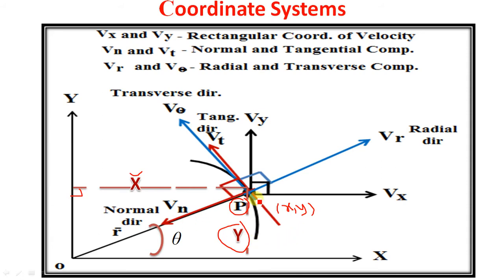If we use this coordinate system in three dimensions, there is another coordinate, that is the z coordinate. In order to define the motion or position of the particle in a plane, two coordinates are enough. Similarly, another type of coordinate system is the normal and tangential coordinate system, which we are going to learn in the next lecture.